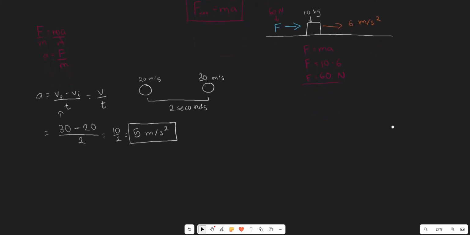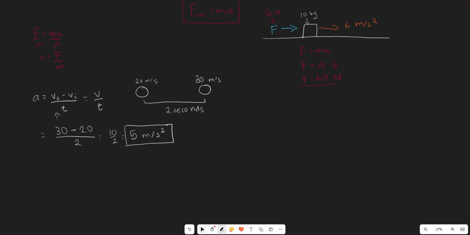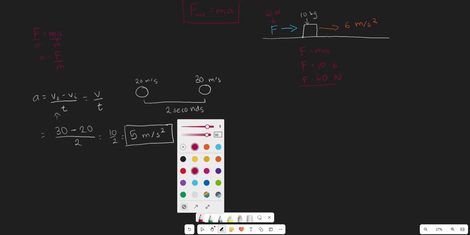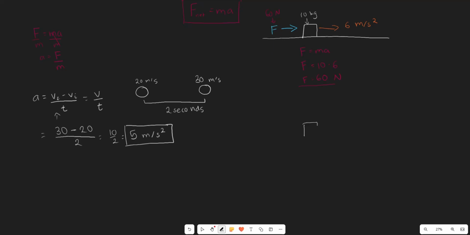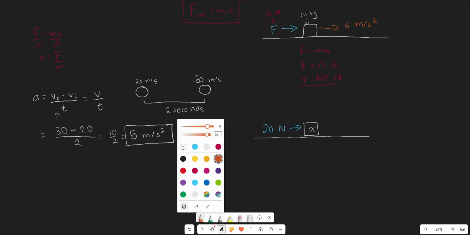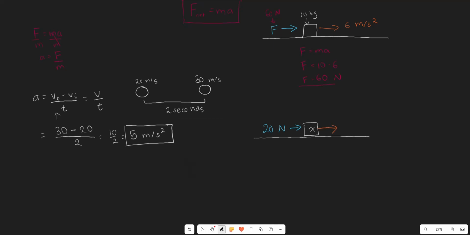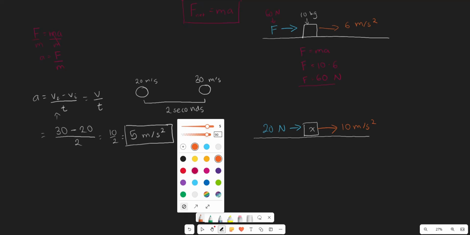Now, let's try a new example. We have a body of mass x and a 20 newton force acts on it. So a force of 20 newtons acts on it, and it generates an acceleration of 10 meters per second squared. What is the mass of the body or object?